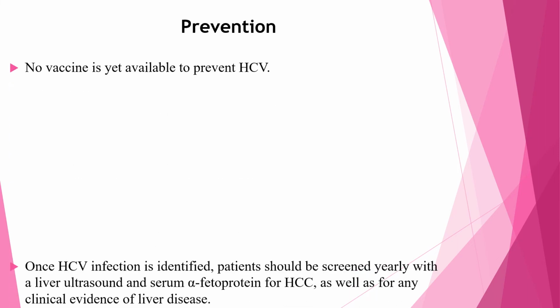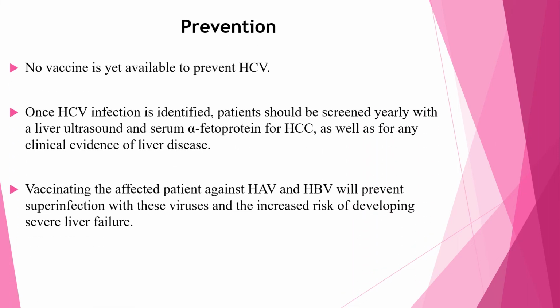Regarding prevention, no vaccine is yet available to prevent hepatitis C virus, and once hepatitis C virus infection is identified, patients should be screened yearly with a liver ultrasound and serum alpha fetoprotein, as well as for any clinical evidence of liver disease. Vaccinating the affected patient against hepatitis A and hepatitis B will prevent superinfection with these viruses and the increased risk of developing severe liver failure.